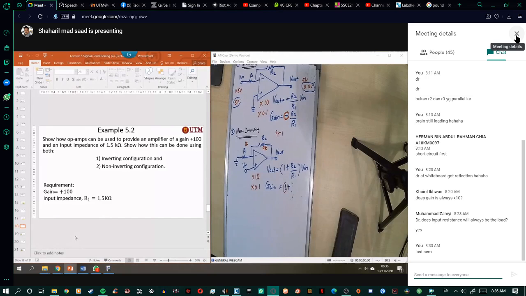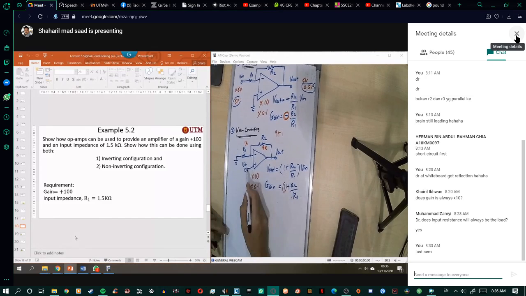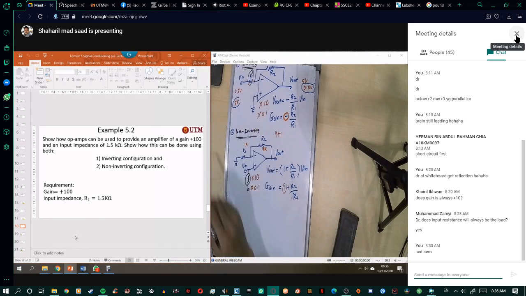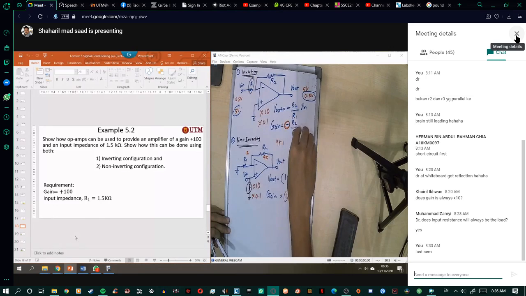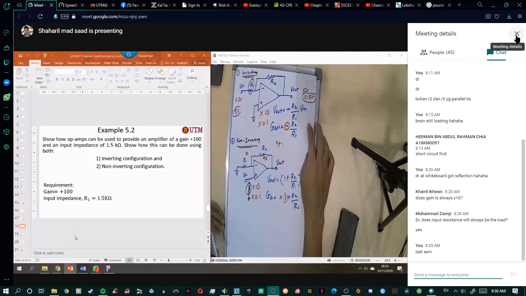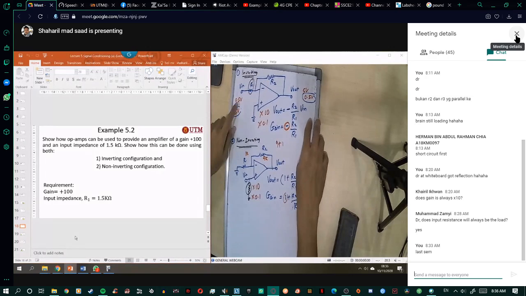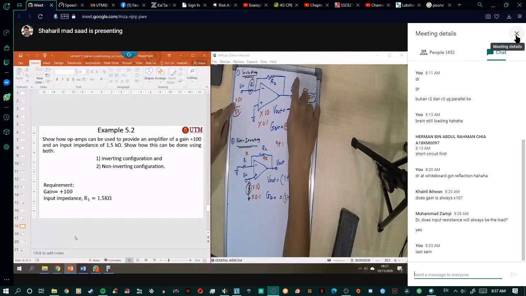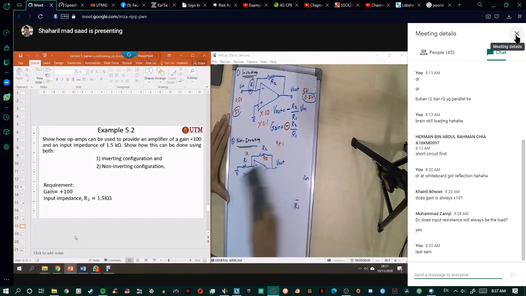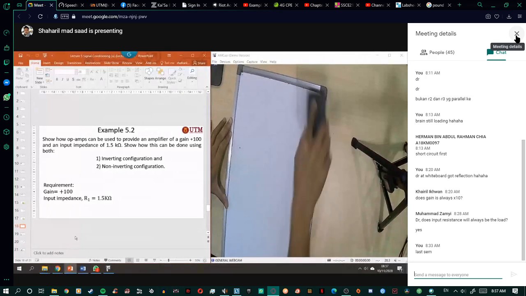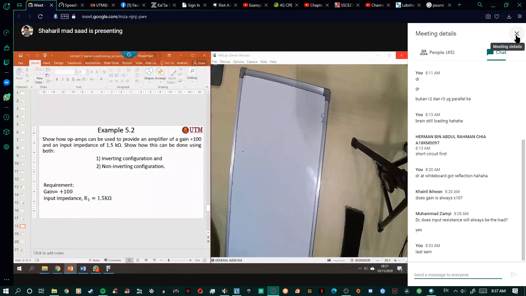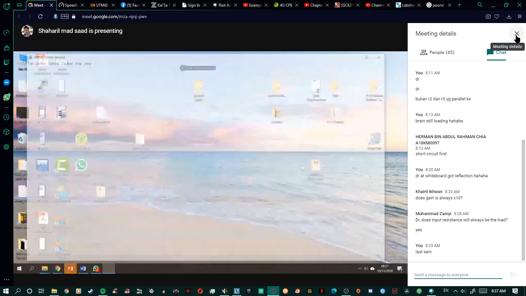Before example 5.2, the resistance here we call the input impedance, and for the inverting amplifier, this one is the input impedance. To make the output positive when the input is positive, you need another inverting amplifier. We will look into that. Okay, example 5.2.